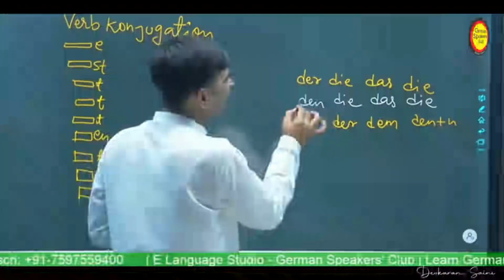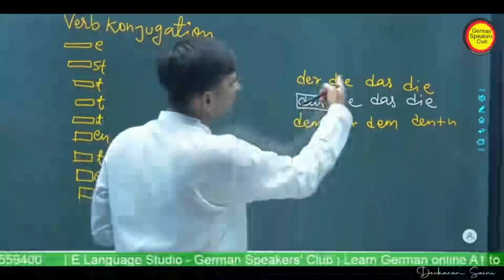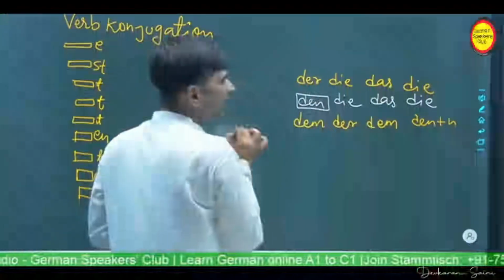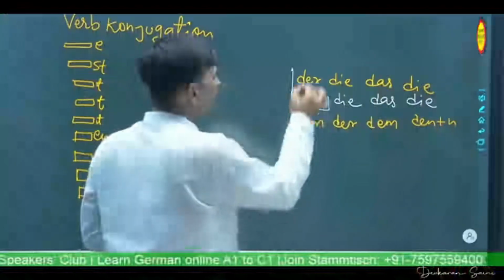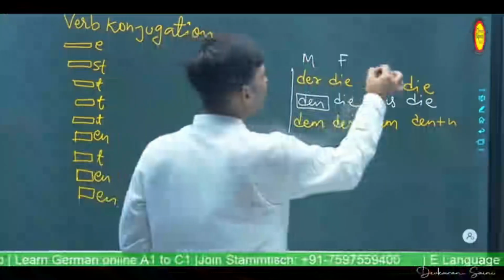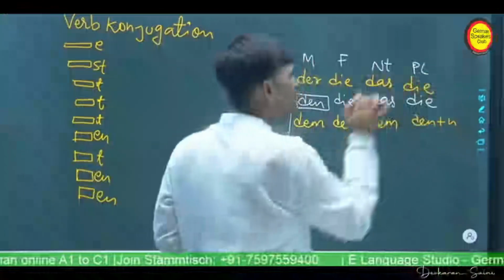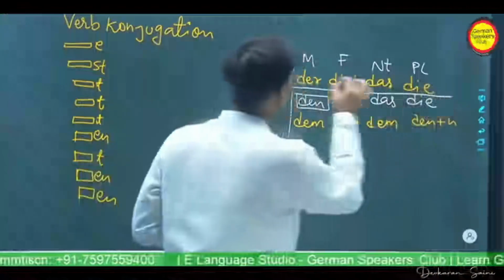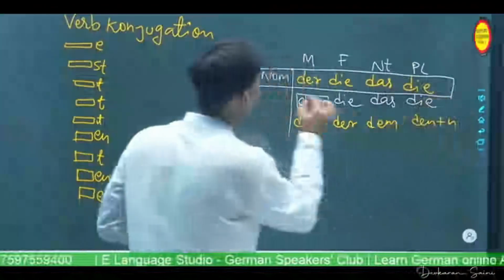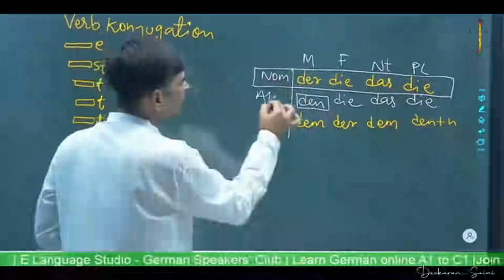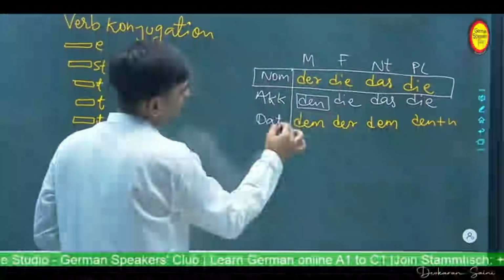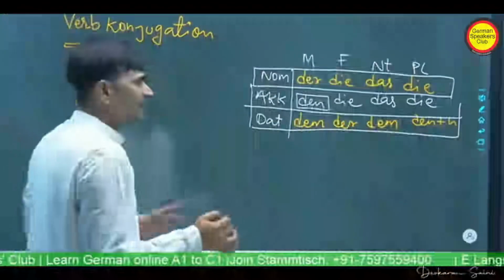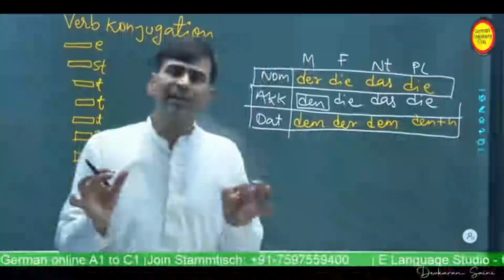What about der, die, das, die? I'll write it down for you. Der, die, das, die. Dem, der, dem, dem plus n. Then we have den, die, das, die. So the first and second are almost the same. Den, die, das, die. The first one is different.